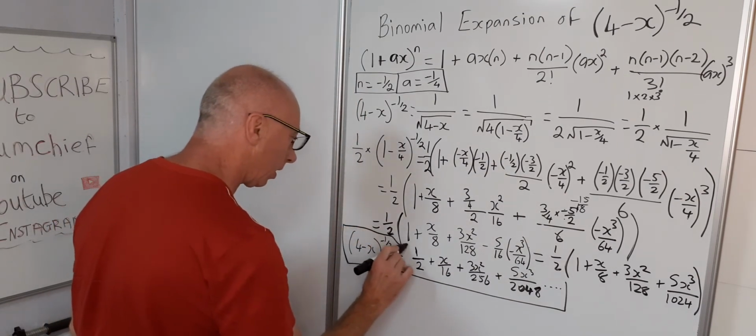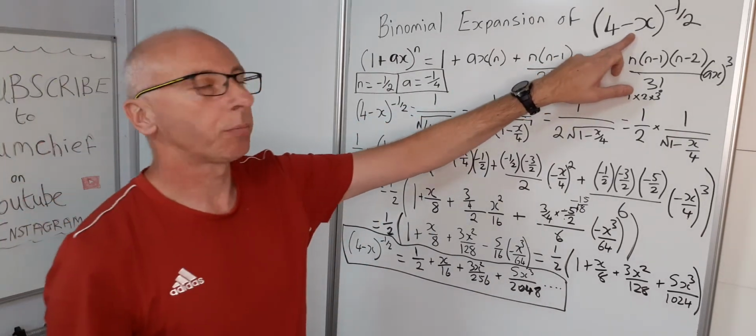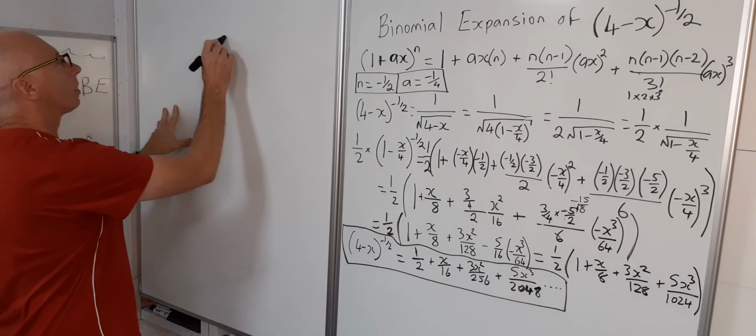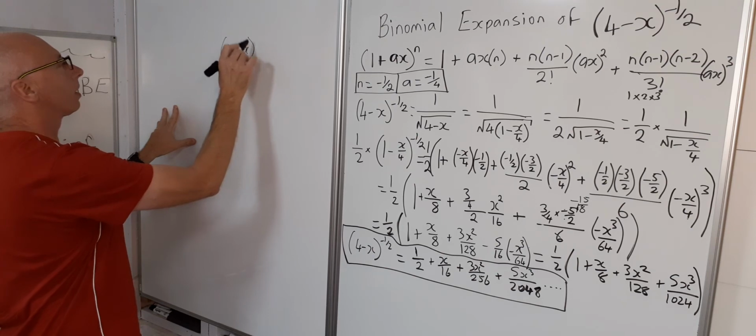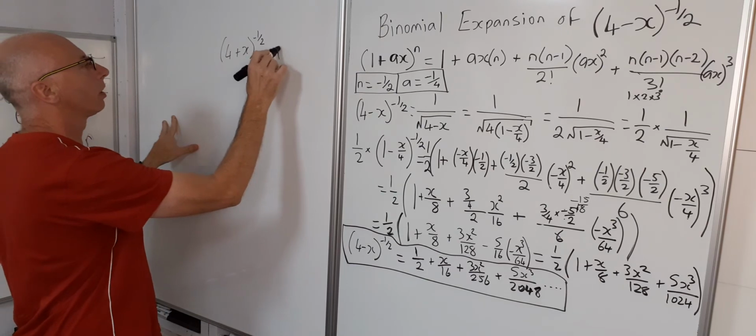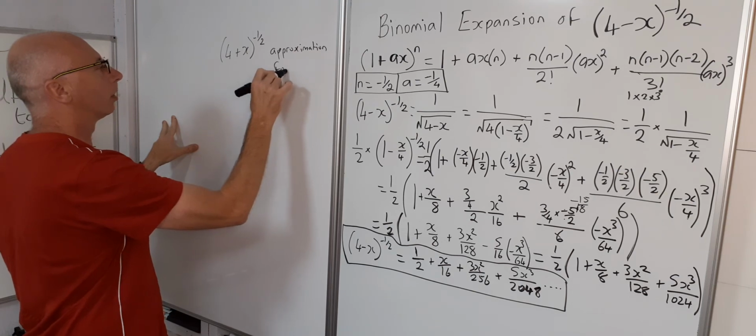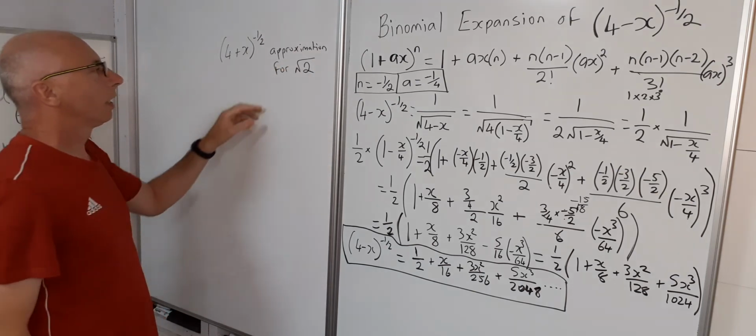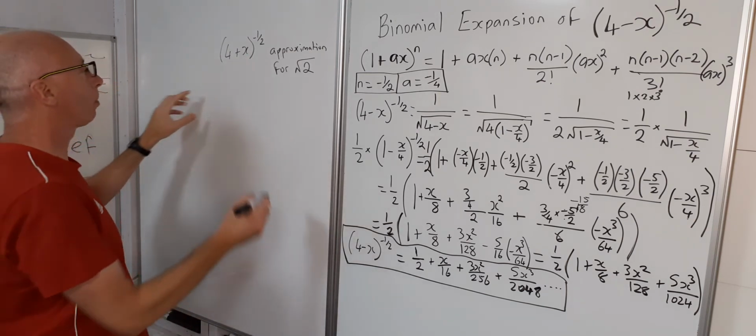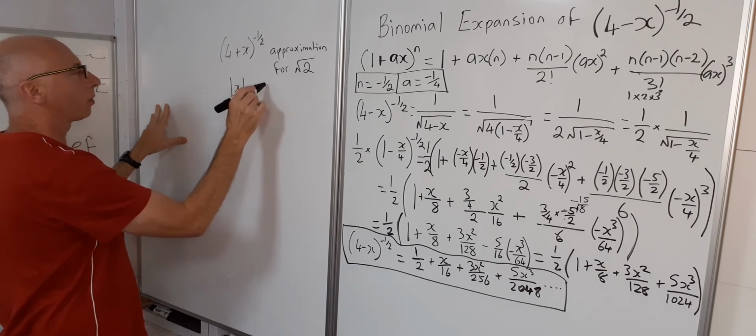Now just one thing before we finish. This term here is an approximation for the square root of 2. So 4 plus x to the power of minus 1/2 is a good approximation for the square root of 2. Now for this to be a good approximation, we need x to be as small as possible, so x close to 0, approaching 0.